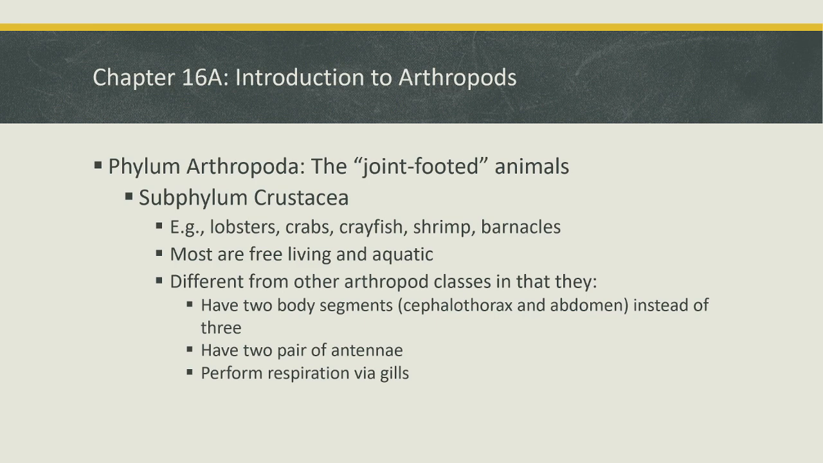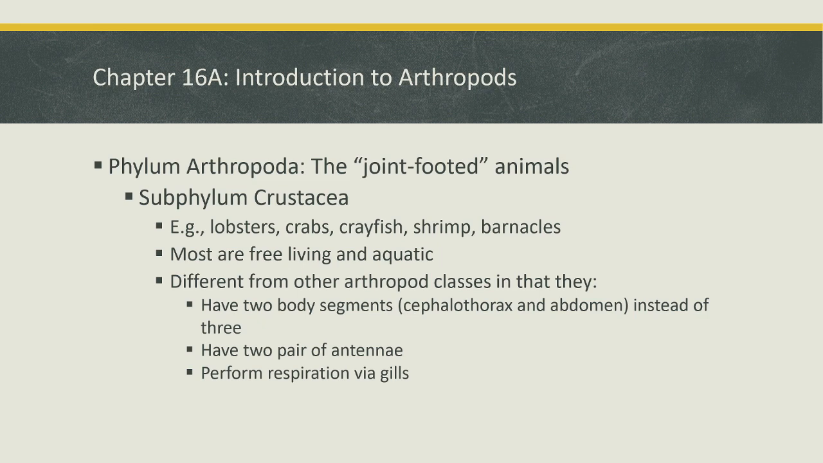Moving on to subphylum Crustacea. Usually we think of kingdom, phylum, class, but sometimes it makes sense to group multiple classes into some category smaller than a phylum, and we call that a subphylum. So in this case, we have subphylum Crustacea, also known as the crustaceans. And we have here things like lobsters, crabs, crayfish, shrimp, and barnacles.